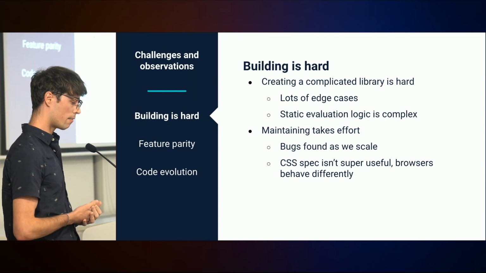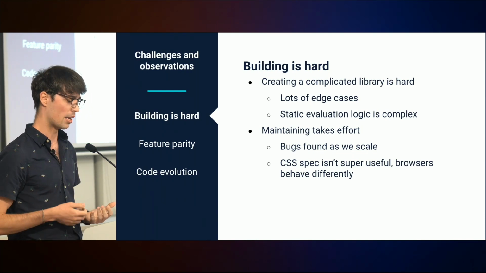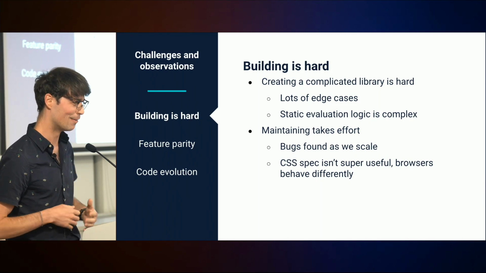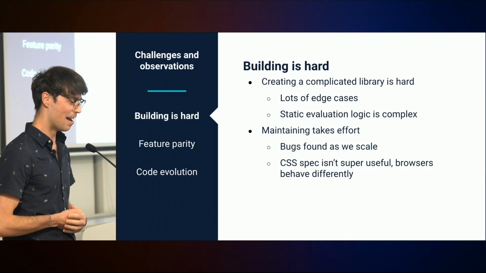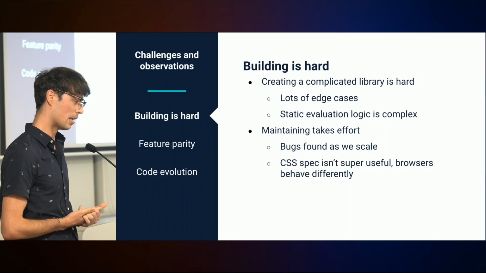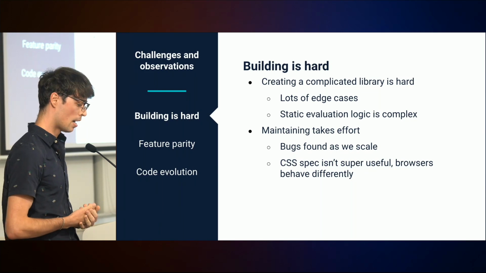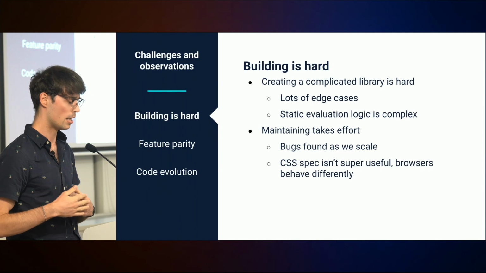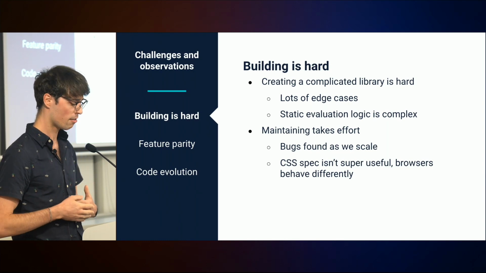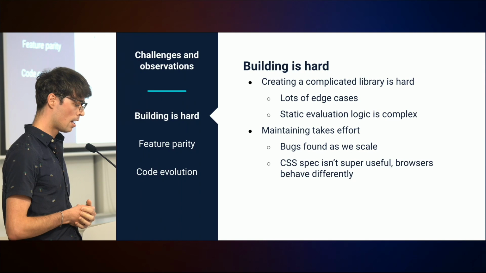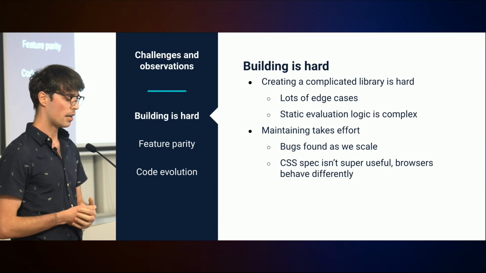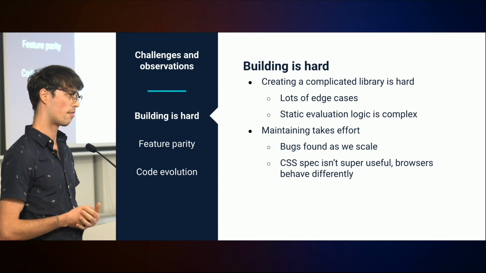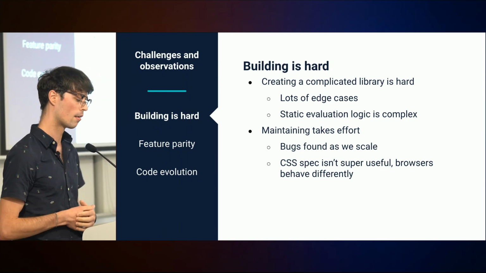But in general, it's been a really big project for us. The main problem has been it's a really complicated library. There's a lot of edge cases. Leo was a really good example of this exact problem space, right? There's a lot of edge cases when you are dealing with a parser, because that's effectively what we're doing. The static evaluation logic, which turns all of that code that you write into completely static CSS, is very complex. As well as that, maintaining takes effort. There have been a lot of bugs because it's a really complex application, but also the CSS spec isn't super useful in a lot of cases.